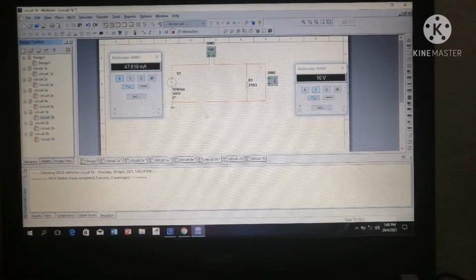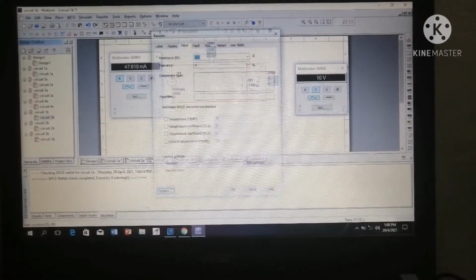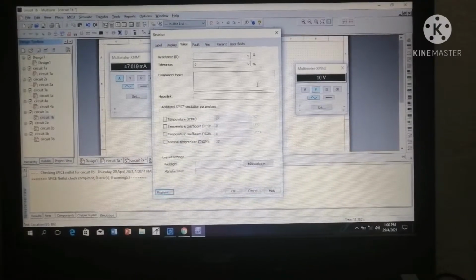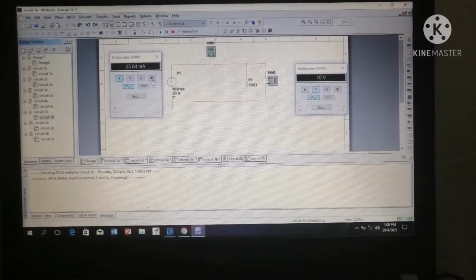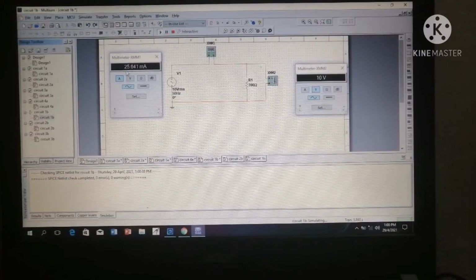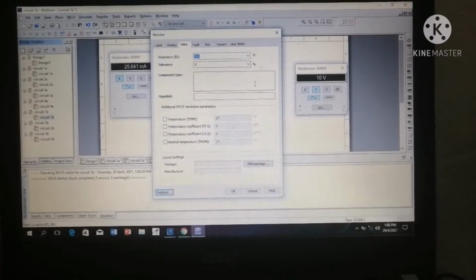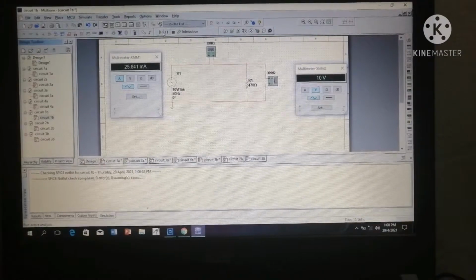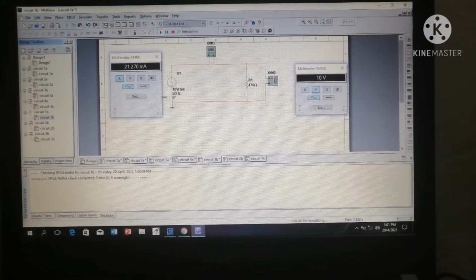Alright, stop the simulation, change the resistor value to 390. Then run the simulation back, and we get 25.641 milliampere for the current and 10 volt for the voltage. Stop the simulation and change the value of the resistor to 470. Run the simulation back, and the current is 21.276 milliampere and the voltage is 10 volt.